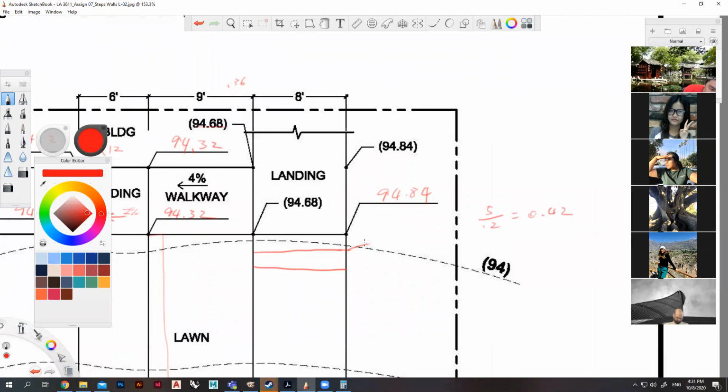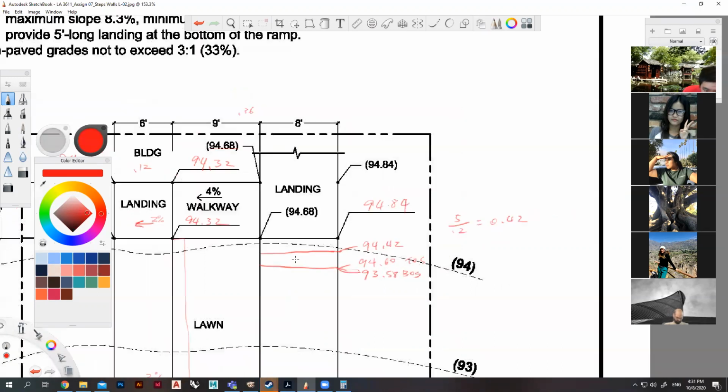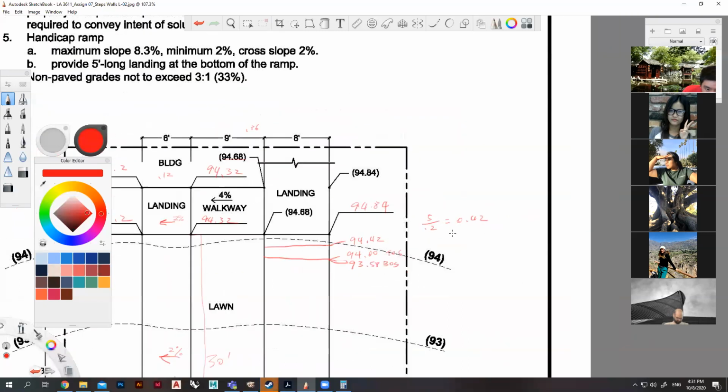So this first point of that stair, the top of stair over there is 94.42. And then over here, 94. TOS. And then we need the bottom of stair because that's important. So that would be subtract another 0.42, 93.58 BOS. And do you say that those are 1 feet away as well?